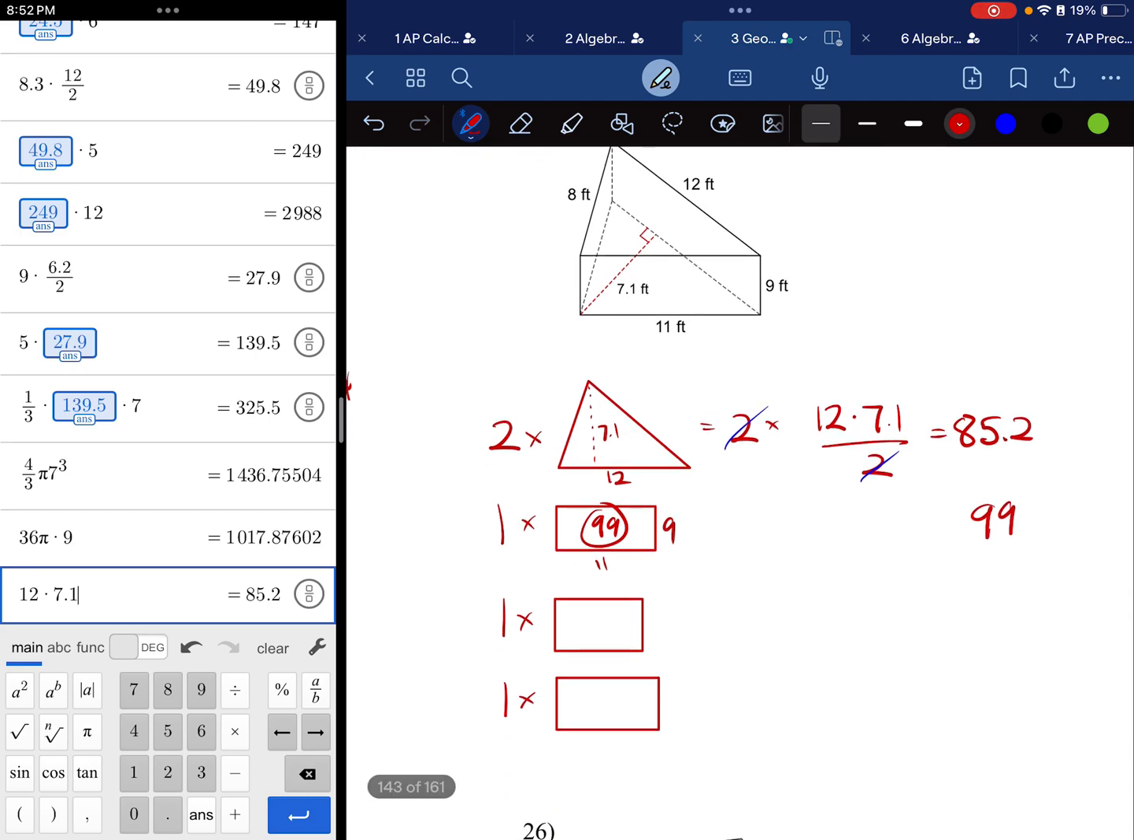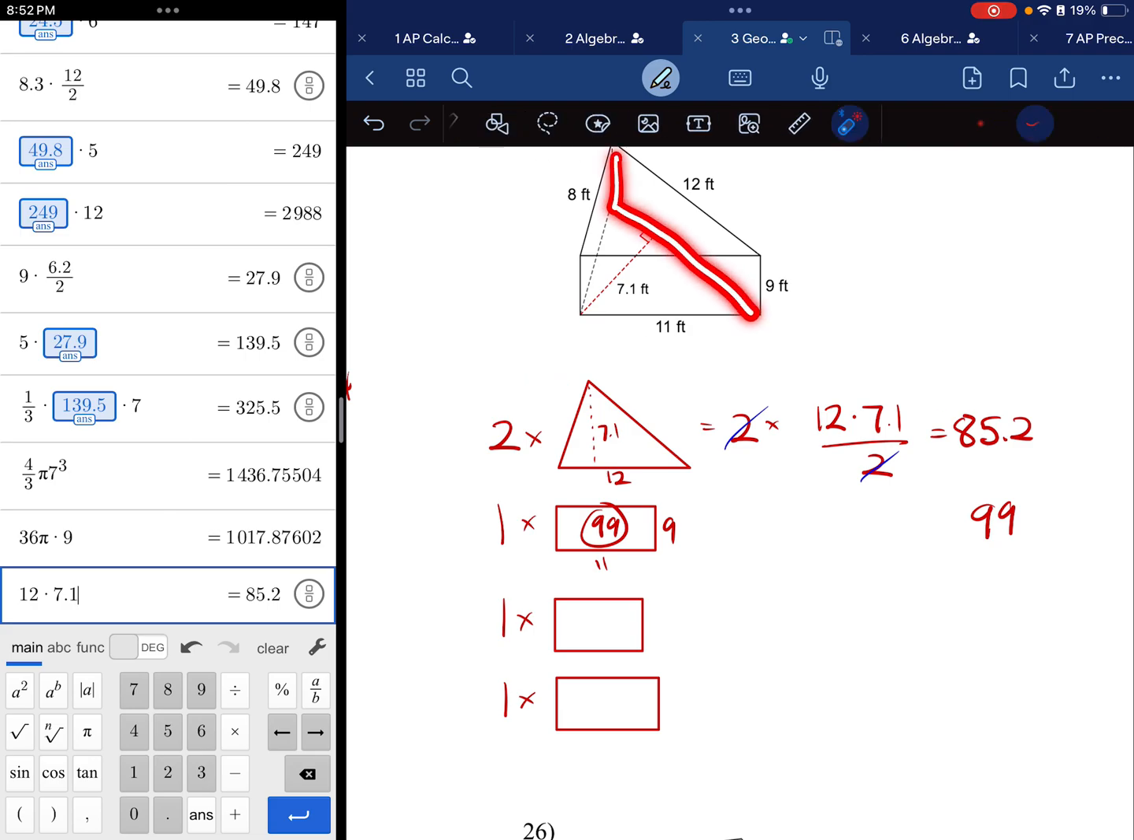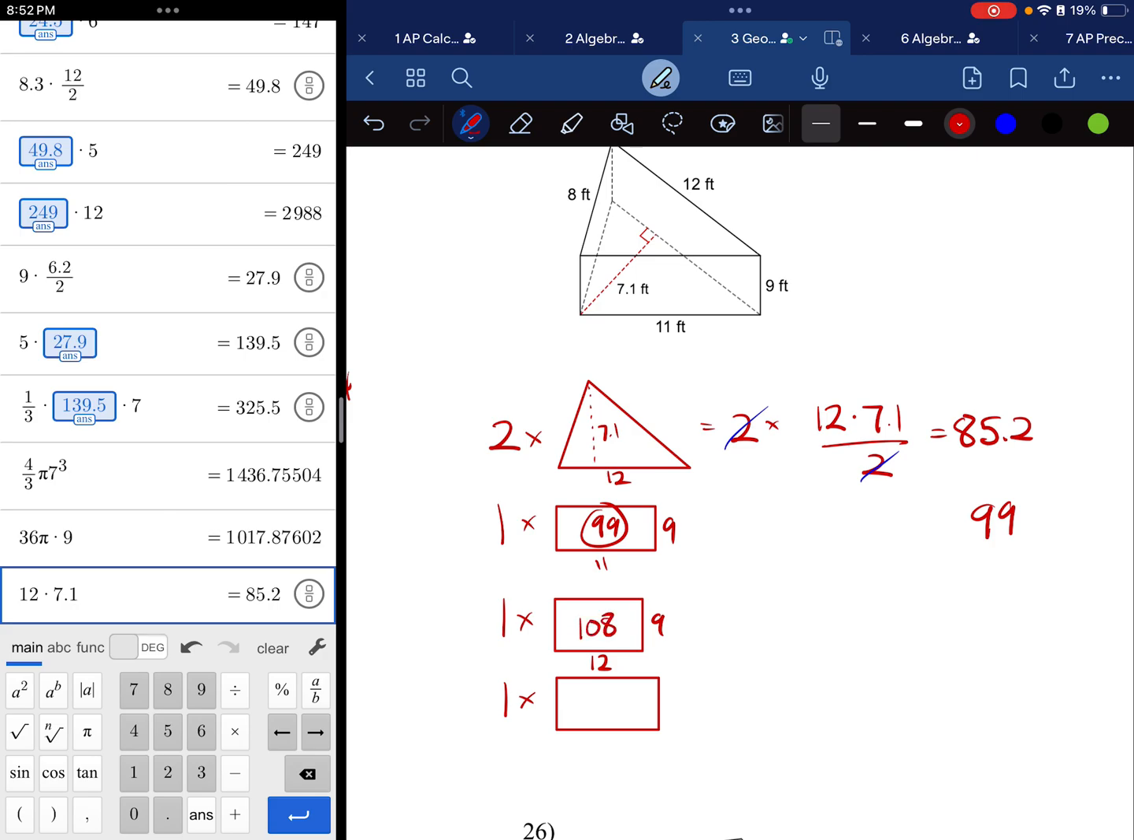The next one that I see, I should point to it with the laser pointer so you guys can see as well, is this one. That's a 9 by 12. So let's go ahead and label that. That's a 9 by 12. That's going to be, what is that, 108, I think? I hope it is. If I get the answer wrong, that's where I messed up. I'm only like 4 out of 5 on my 12s.